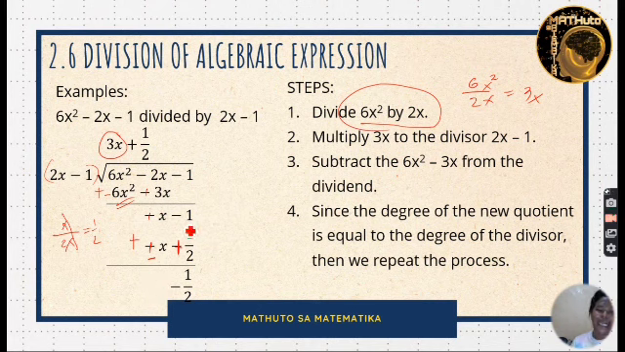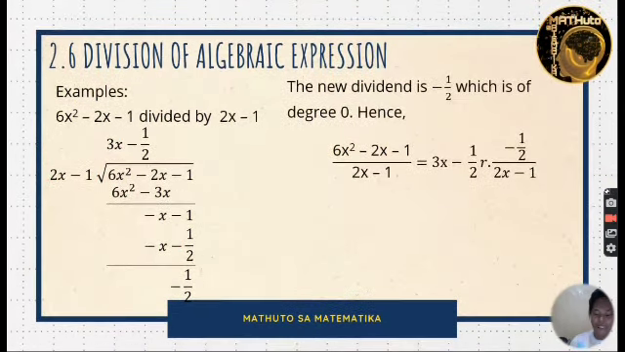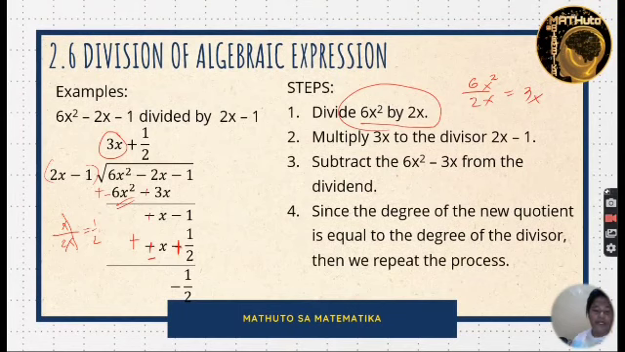0 na po. Then, negative 1 plus 1/2 is negative 1/2. Since 1 is greater than 1/2 po. Iba po kasi yung sign, kaya subtract po. So, 1 minus 1/2 is negative 1/2. Kalahati, di ba? So, negative 1/2. So, dito po sa ating quotient, meron po tayong remainder na negative 1/2 all over the divisor po, 2x minus 1.